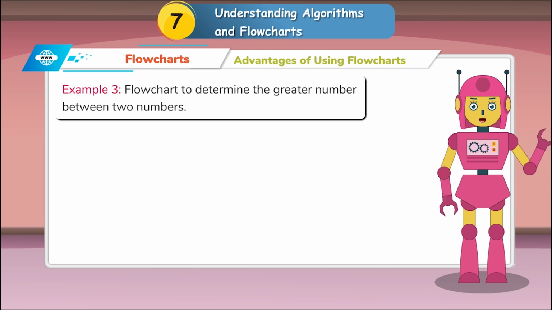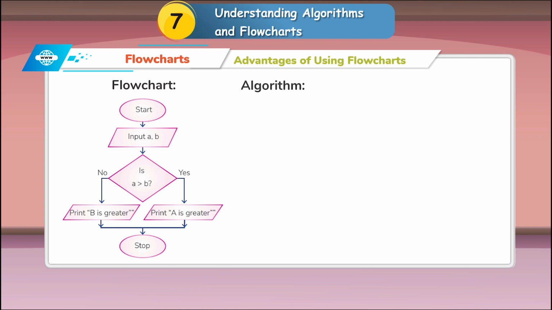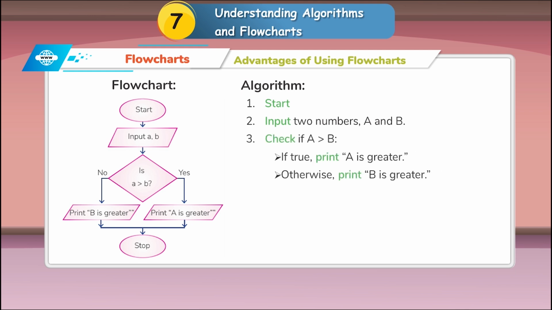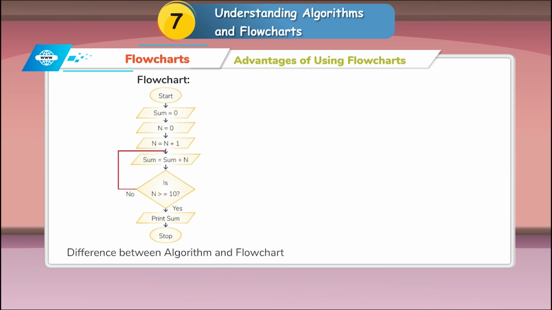Example 3. Flowchart to determine the greater number between two numbers. Algorithm: 1. Start. 2. Input two numbers, A and B. 3. Check if A > B. If true, print A is greater, otherwise print B is greater. 4. Stop.